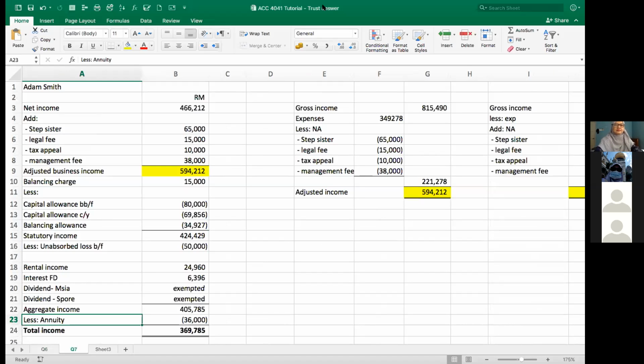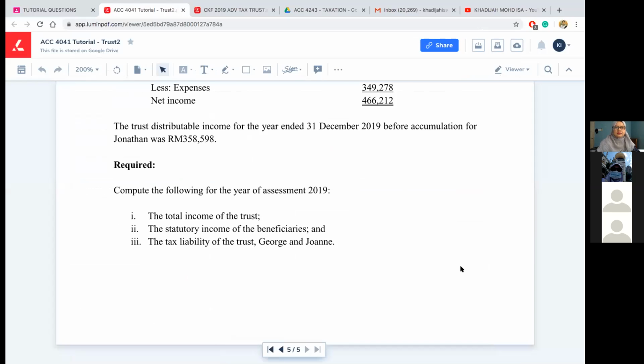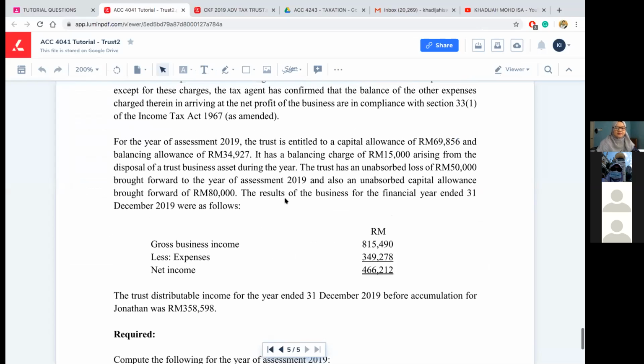Is it 594,212? Yes, it is. Okay. Thank you. Kenapa tak dapat ni? It should be 594,212. Do you get that? Yeah. Adjusted business income 594,212. I don't want to show the details, but I will just write down here that your business income is 594,212.